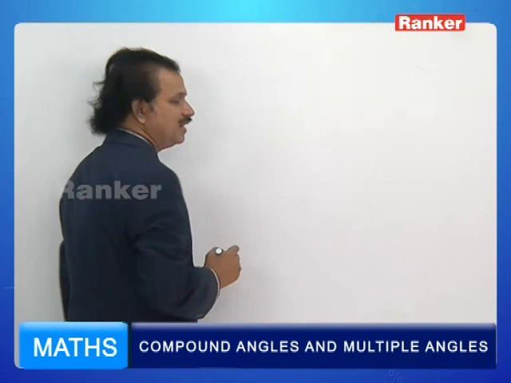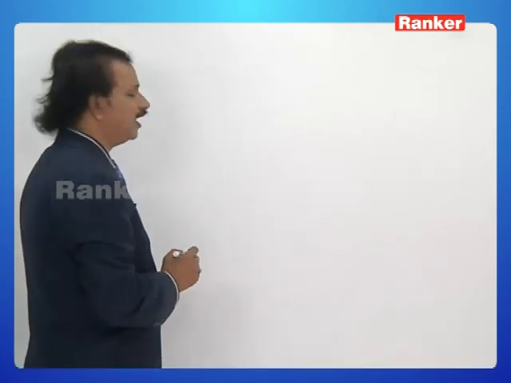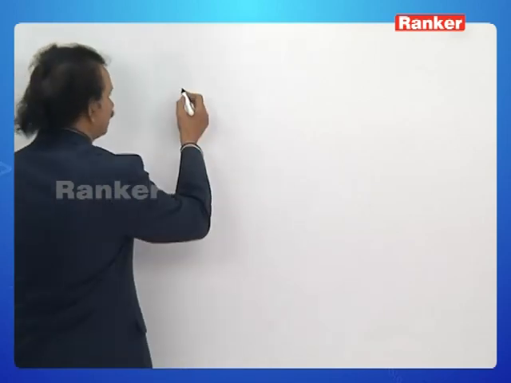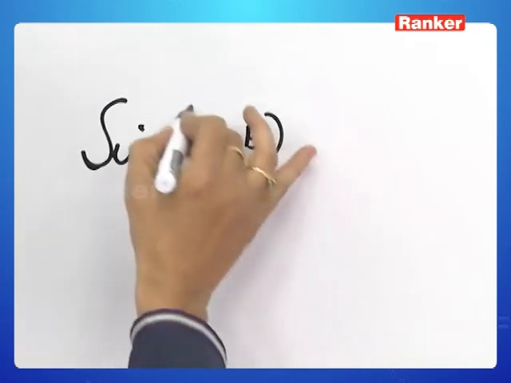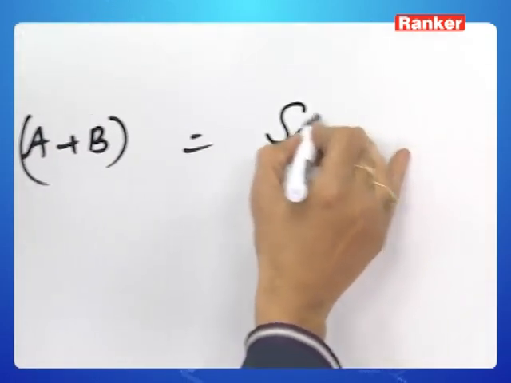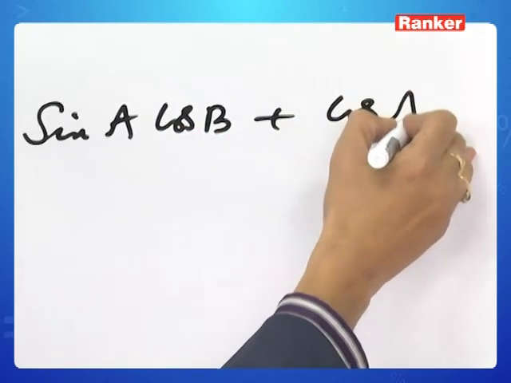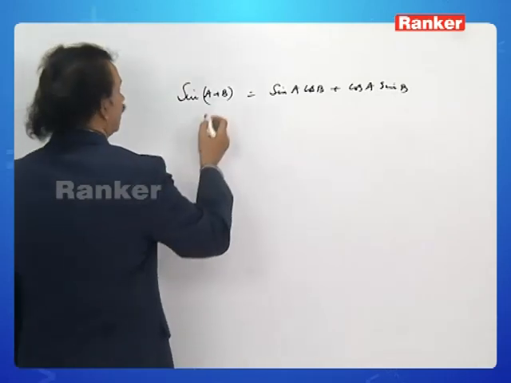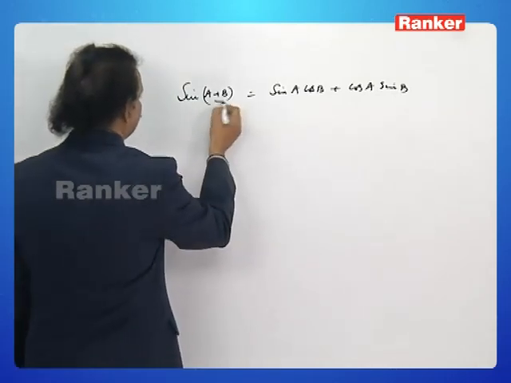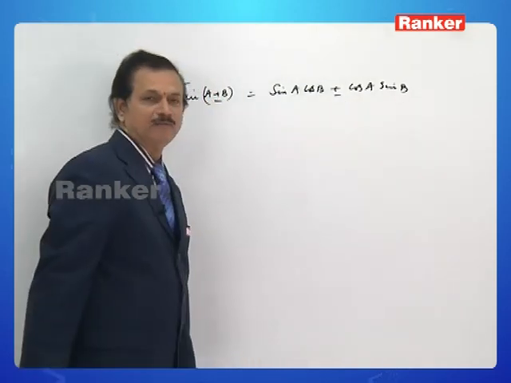I strongly believe that every one of you is aware of these formulae. Number one, sine of a plus b. What is sine of a plus b? This is sine a cos b plus cos a sine b. Sine of a minus b is sine a cos b minus cos a sine b.